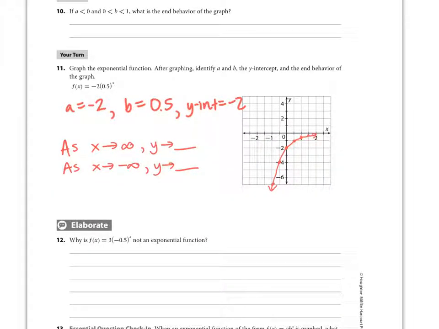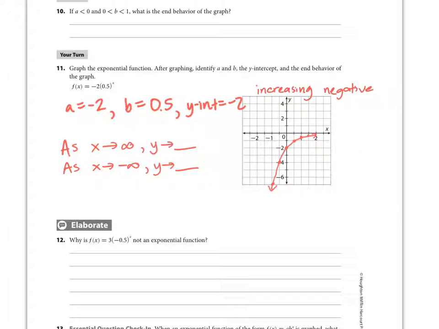Here's our last one. It is increasing, and it's negative. Outputs are negative, but it is going up from left to right.